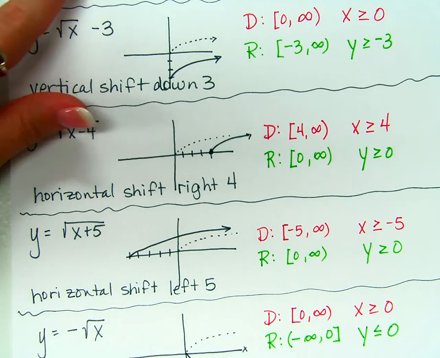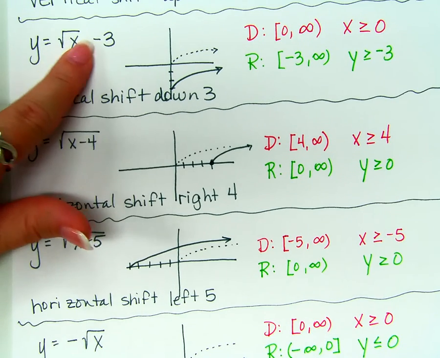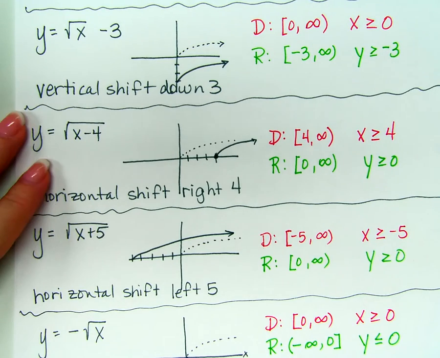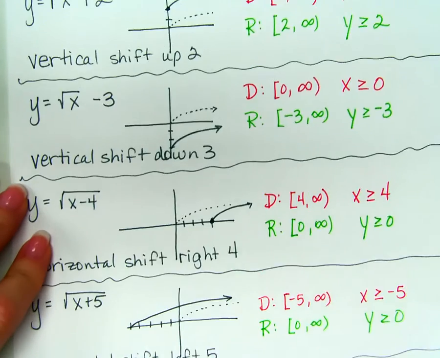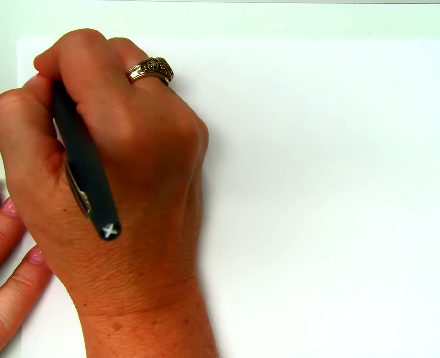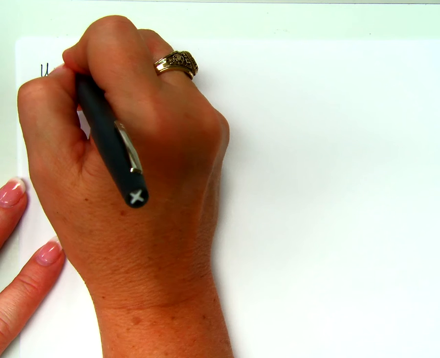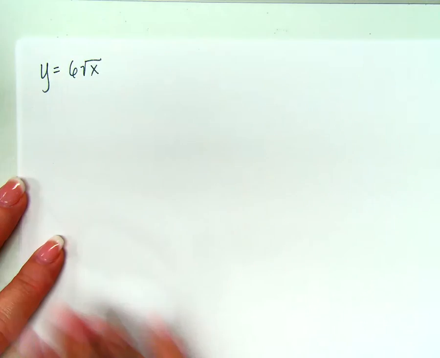We talked about adding on the outside, subtracting on the outside, adding on the inside, subtracting on the inside. We have to multiply, right? What happens when we multiply? A stretch or a shrink, right? That changes the shape compared to the parent.